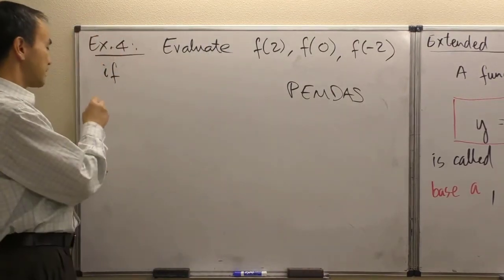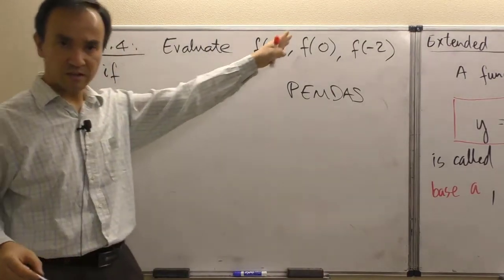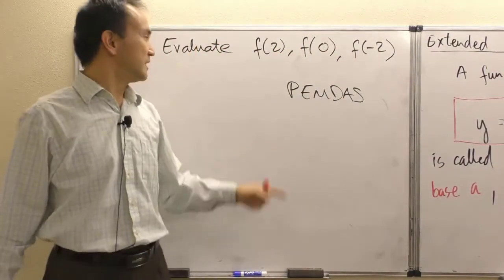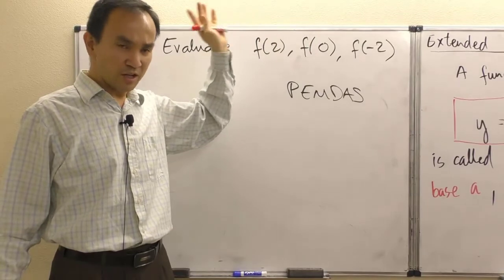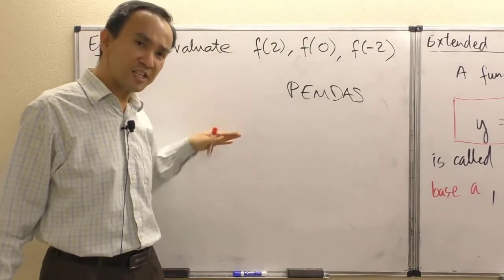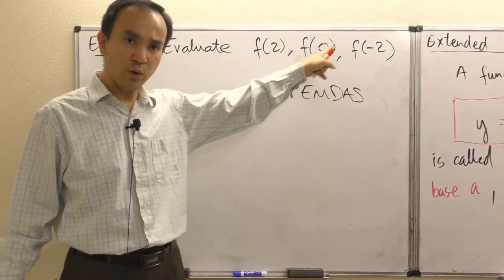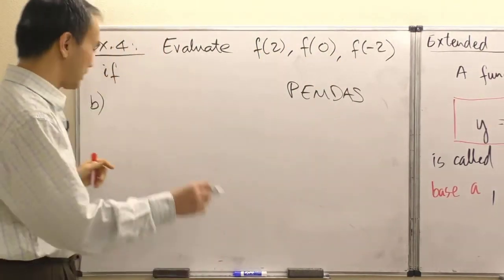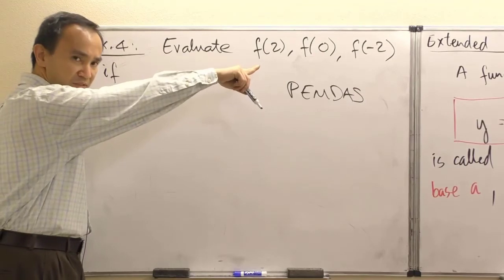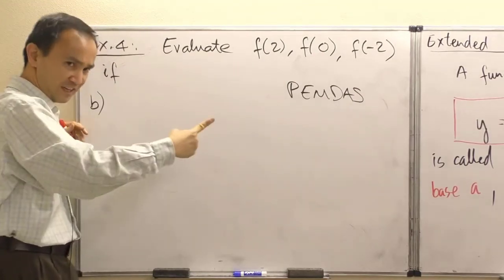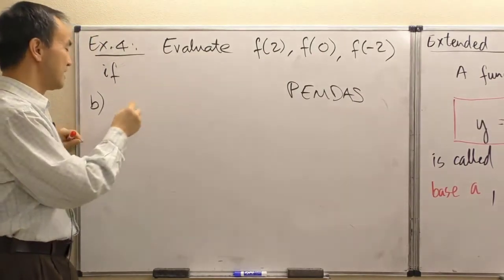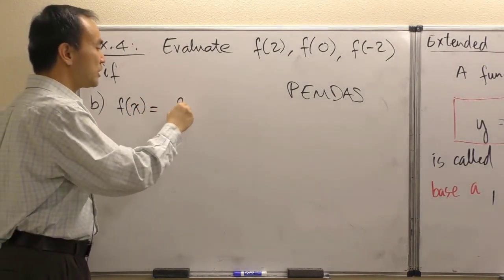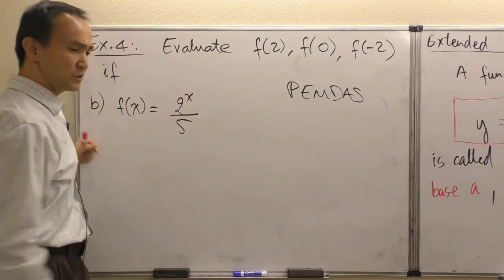And now let's look at part B right here. We're still asked to do f of 2, f of 0, and f of negative 2. The intention here is we want to generally see how we can evaluate these functions at a 0 value, at a negative value, and at a positive value. That's all. So we're going to do the same tasks here on a different function, and that's what part A, part B, and part C are for. So in part B, f of x is defined as 2 to the x, but over 5. Okay, 2 to the x over 5.